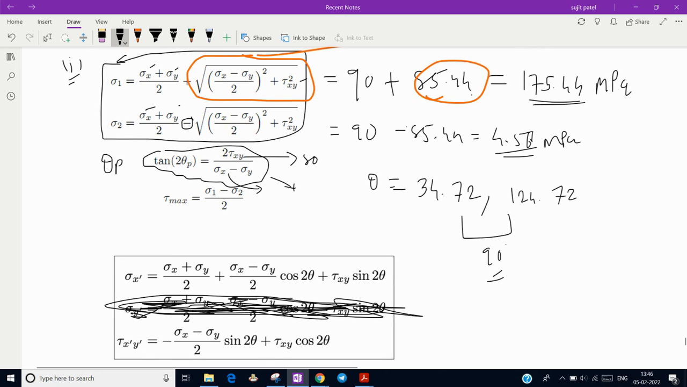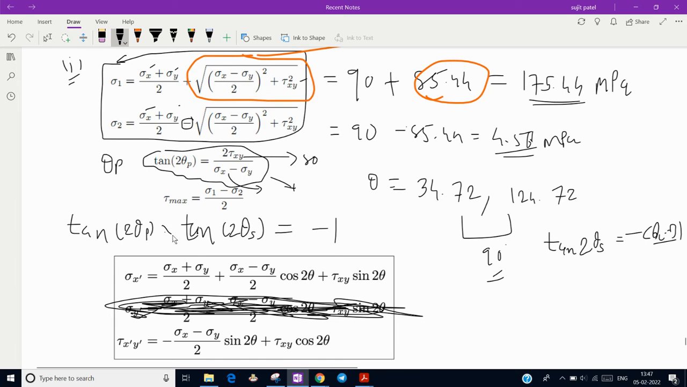Now the location of the maximum shear stress: tan 2 theta s is equal to minus (sigma x minus sigma y) divided by, like this, or you can say that from the equation we know, tan 2 theta p multiplied by tan 2 theta s, where theta s is the angle of maximum shear stress with respect to horizontal, is equal to minus 1. Multiplication is there, so just put the values over here.